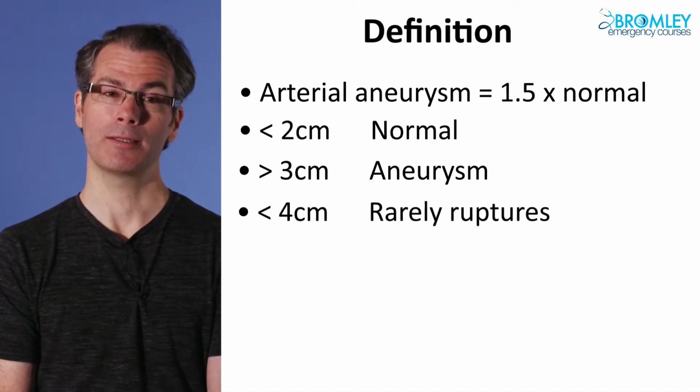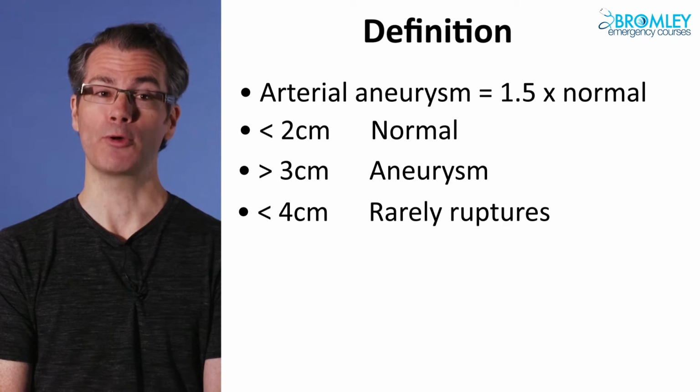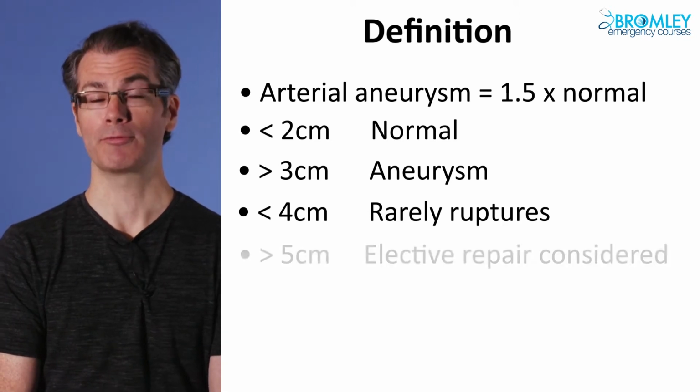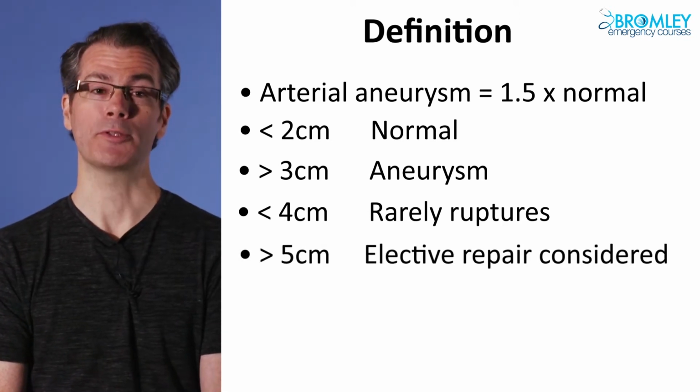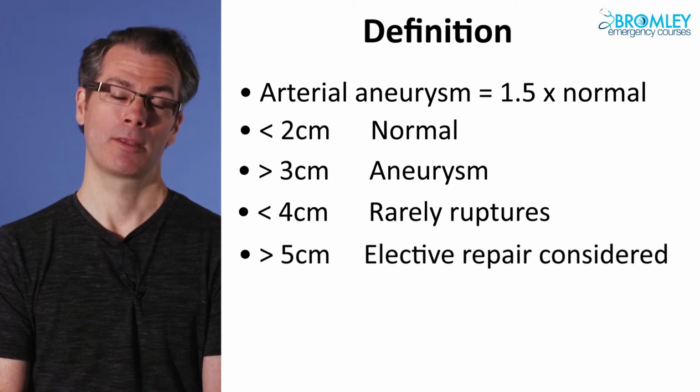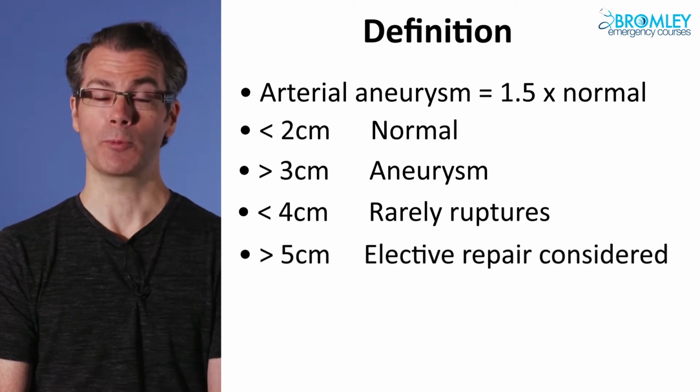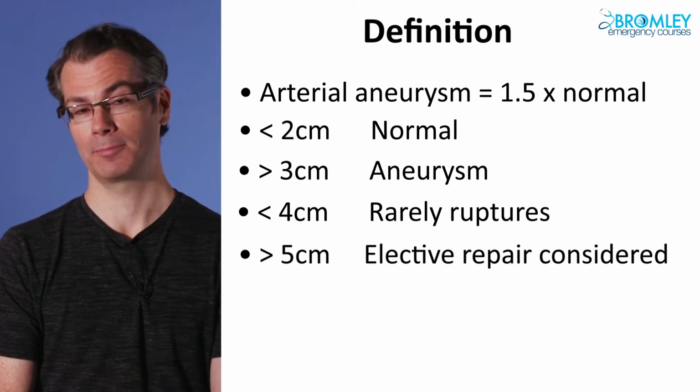However, it's unlikely for AAAs to rupture below 4 centimeters, and the risk of rupture increases significantly once they're above 5 centimeters. So this is why, at this point, is where elective repair is considered.